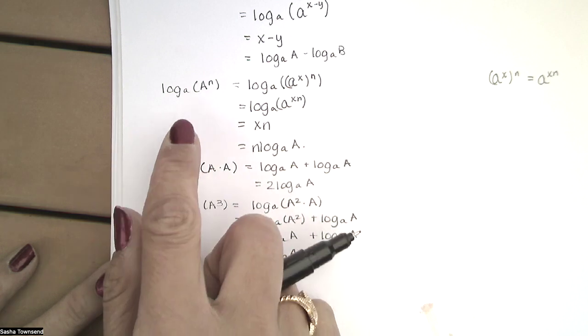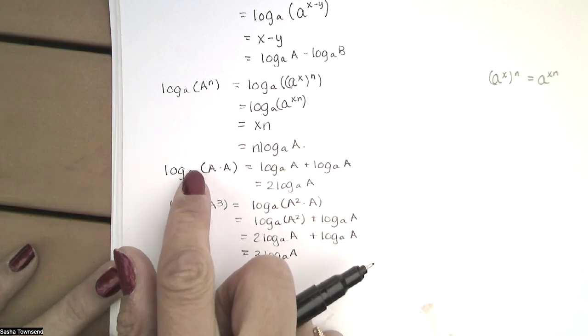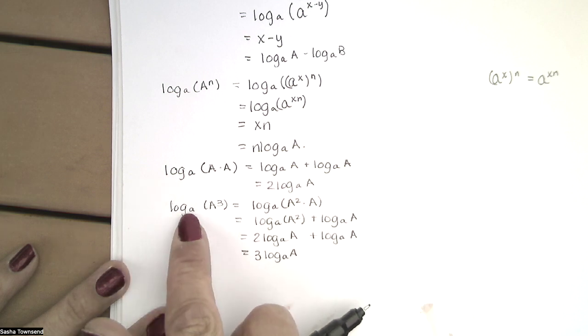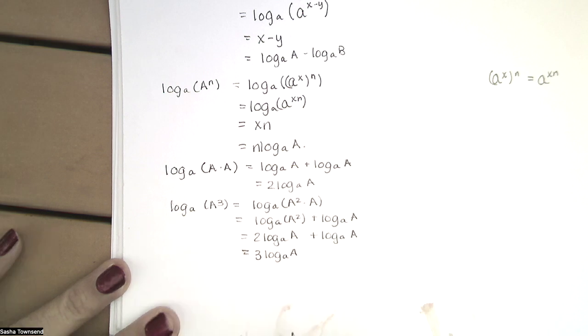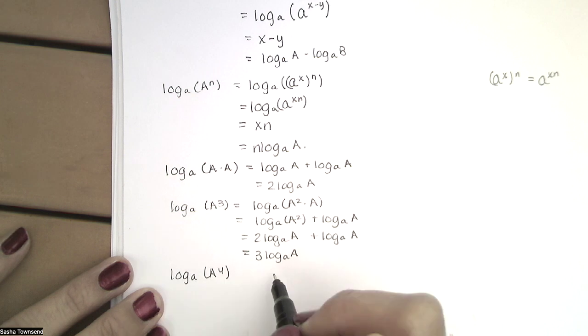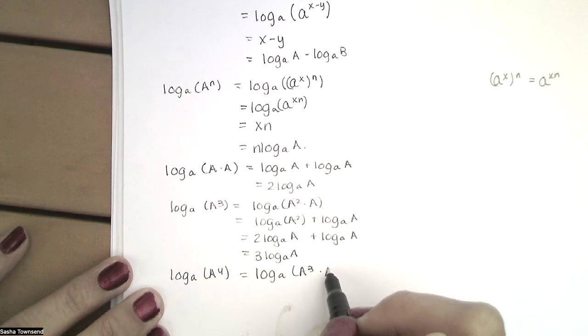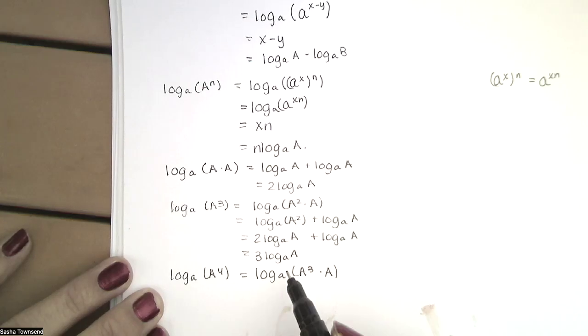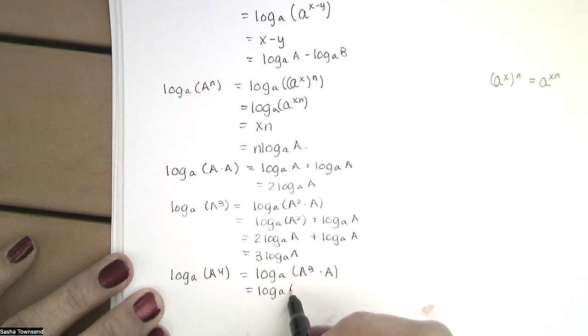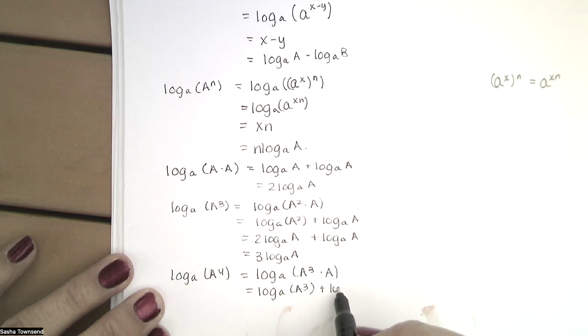We see this pattern. If I've got log base a of A squared, I get 2 times log of A. Log base a of A cubed, I get 3 times log of A. If we did log base a of A to the 4th, I'm going to factor that A to the 4th as A cubed times A. I'm using A cubed times A because I already know the log of A cubed. This is log base a of A cubed plus log base a of A.